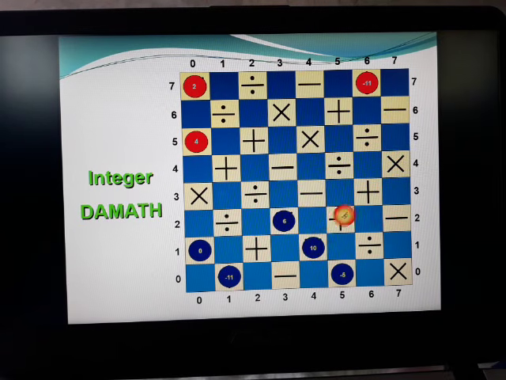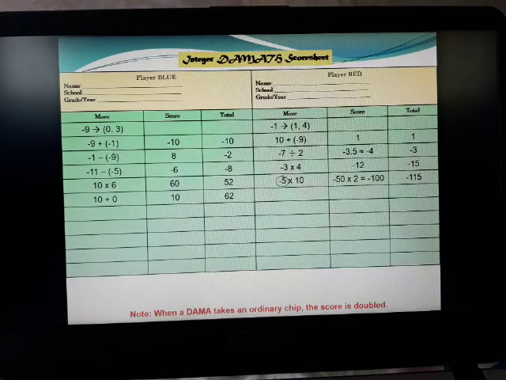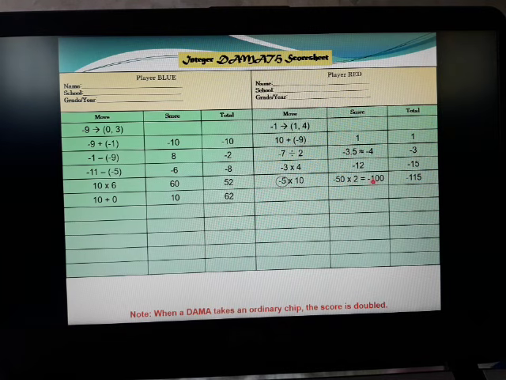If a Dhamma chip takes a regular chip, the score is double. So here, -5 times 10, that is -50, times 2, that is -100, added to the previous score, which is -15. So the score now is what? -100.